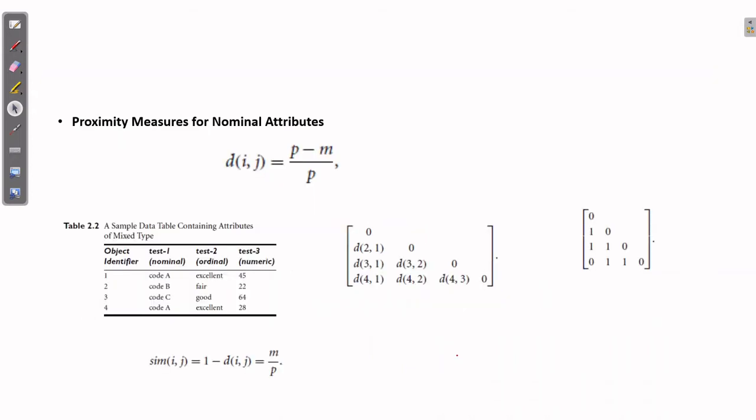Now we will move on to the proximity measures for different attribute types. Yesterday we talked about nominal, binary, ordinal, and numeric attributes, right? So first of all, we'll talk about how the similarity or dissimilarity measures, or distance measures, can be computed when all the attributes representing the object are of the same type. In this case, we're talking only about nominal attributes.